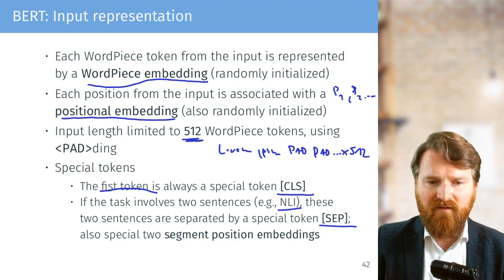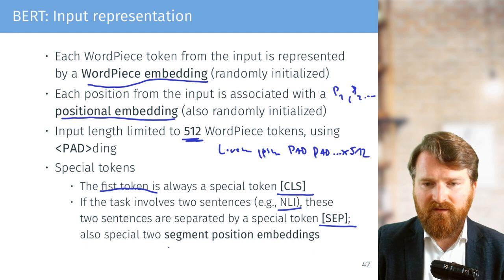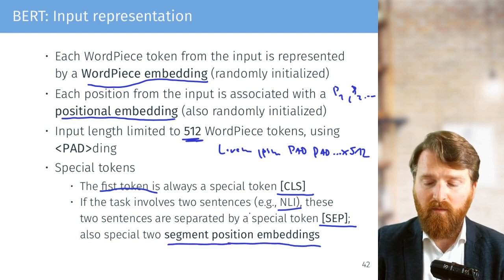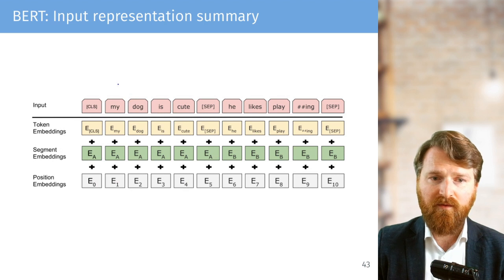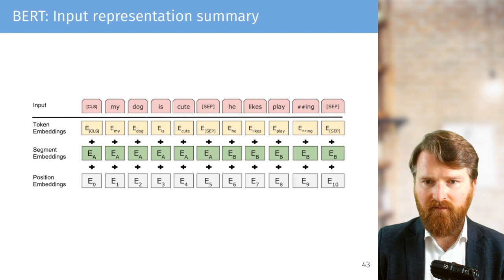And we also have special segment position embeddings, and I'll show later on what this means and why it is important, which is now the case in this example. So let's say we have this input: My dog is cute. He likes playing.